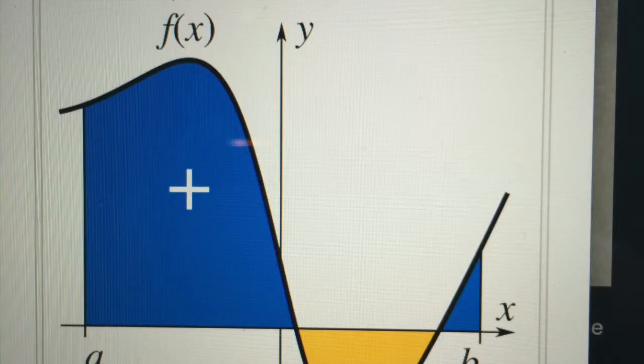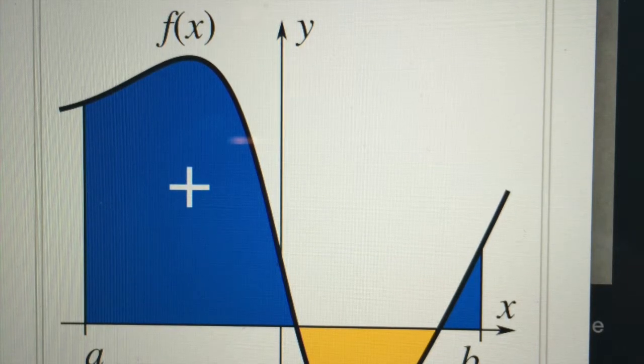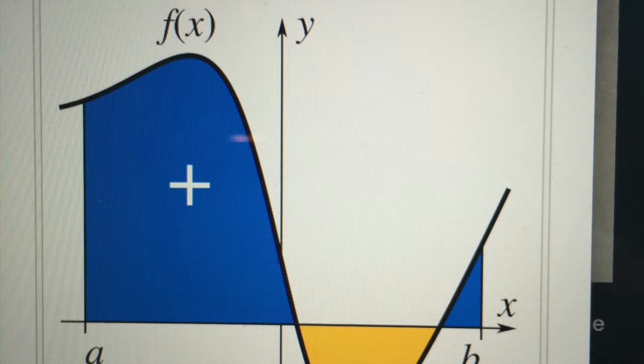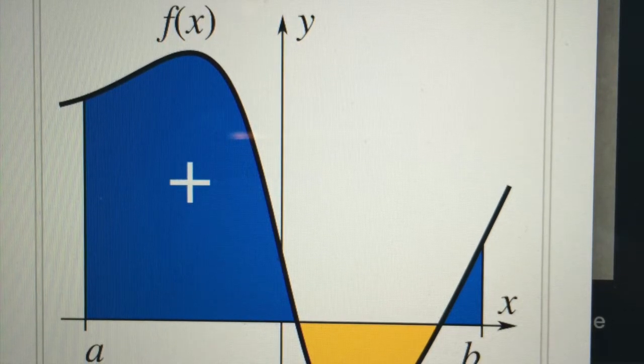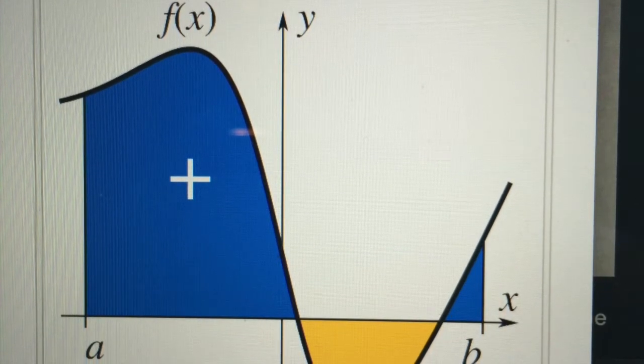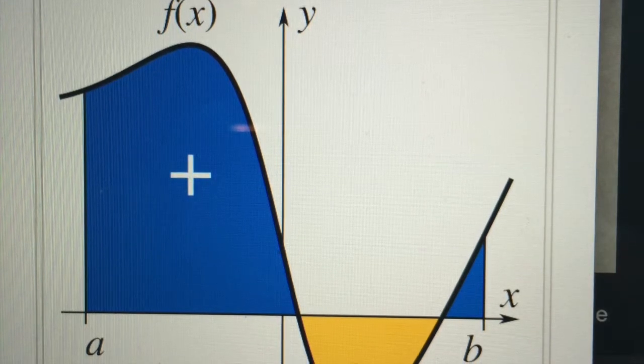The definite integral is defined informally as the signed area of the region in the xy plane that is bounded by the graph of f. The indefinite integral is the exact same thing, but it has no boundaries.